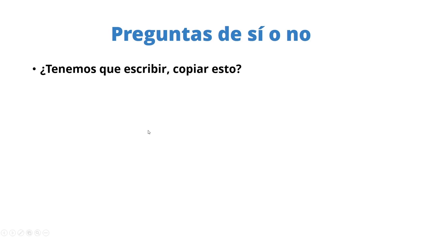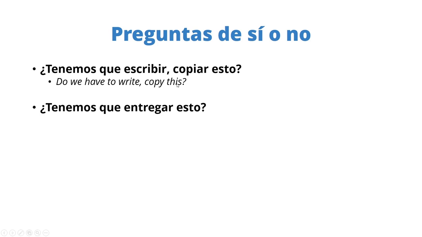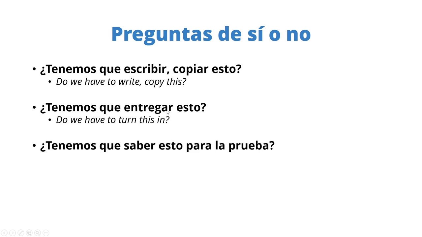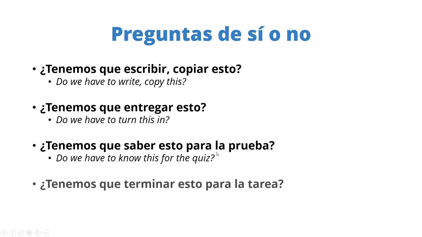So the first one is, ¿tenemos que escribir esto? Do we have to write this? Or ¿tenemos que copiar esto? Do we have to copy this? The second one, ¿tenemos que entregar esto? Do we have to turn this in? The third, tenemos que saber esto para la prueba, and you can just stop it at tenemos que saber esto. Do we need to know this? Para la prueba means for the quiz. And lastly, tenemos que terminar esto para la tarea. If you're working on an activity at the end of class, this is one that you can ask. Do we have to finish this for homework? Tenemos que terminar esto para la tarea.